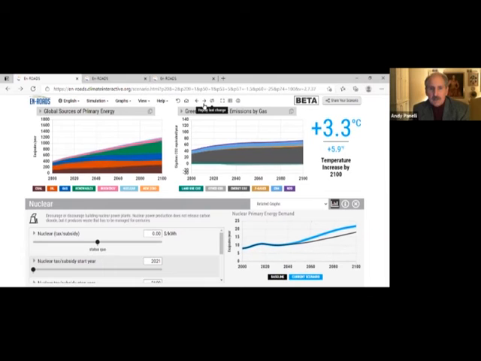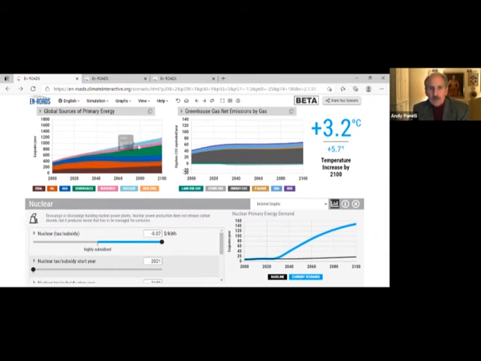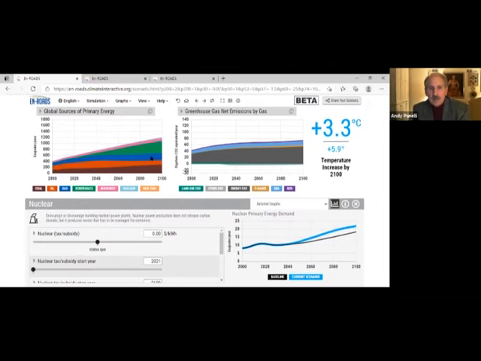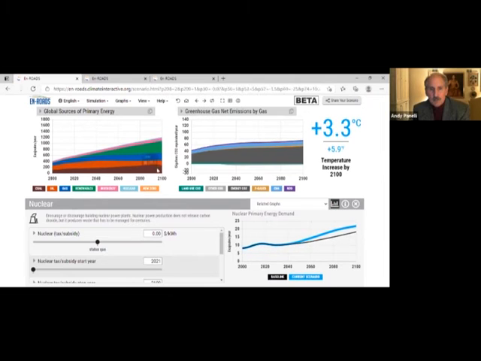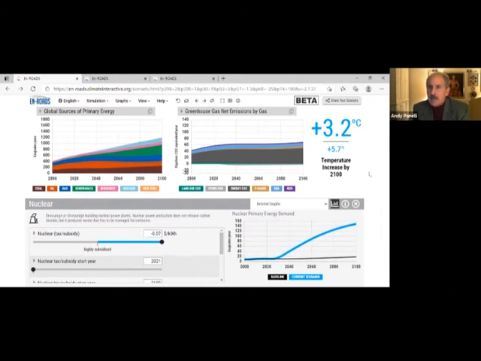Let's go back and take a look at it. We see nuclear, the light blue, is growing. We see that natural gas is shrinking a little bit. And let's see if coal is shrinking. Yep, coal is reducing. But that again only got us 1/10 of a degree. Now, I'll tell you why that's happening.